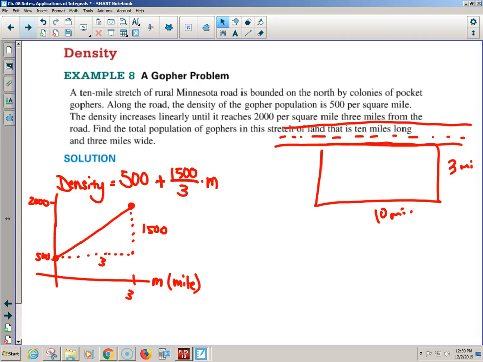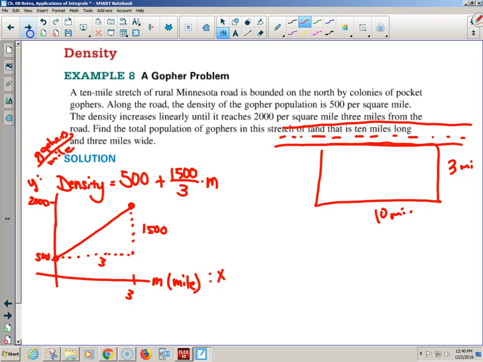Why did I make an equation for density? Because it was there. Some people wouldn't do it, but I did it because it was there. But what are they actually asking about? The miles down here were like my x, right? And here was my y, but my y was density. And guys, what units would density have? 500 what per square mile? Gophers.